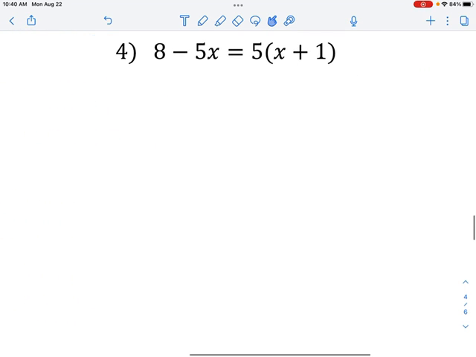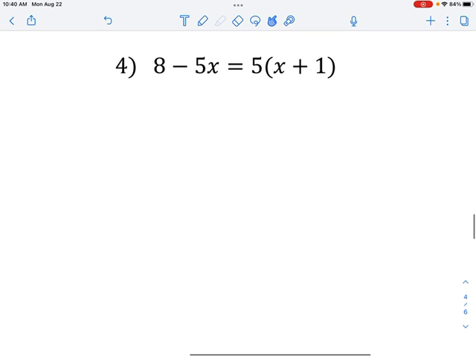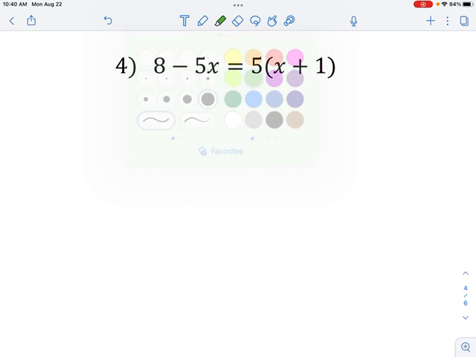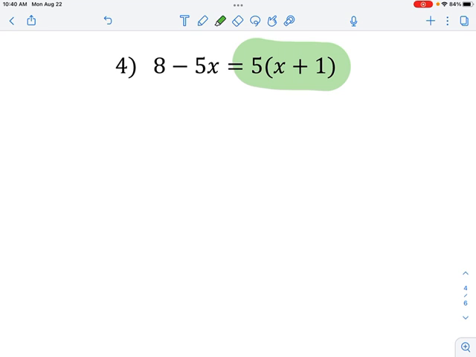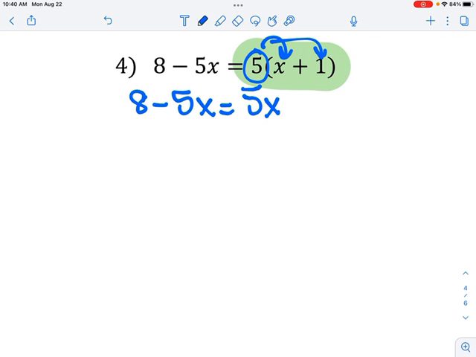Okay, let's continue on with that same kind of idea here. So we're going to start in on number 4. Hopefully you recognize right away we've got this distributing on one side. So the first thing I'm going to do is I'm just going to write down the left-hand side equals 5 times x is 5x. 5 times 1 is 5.